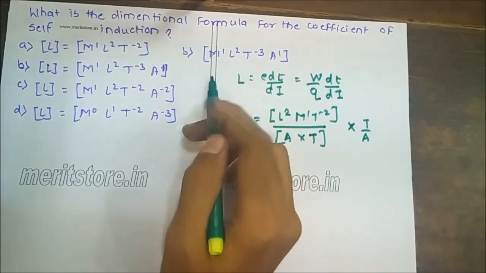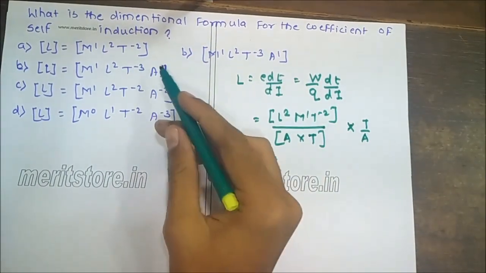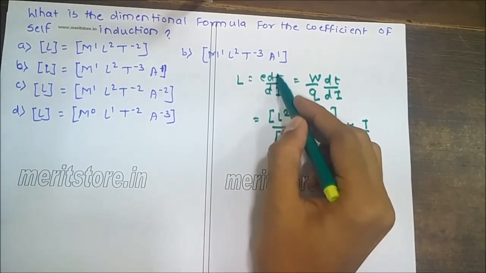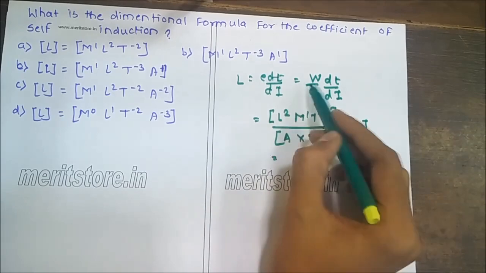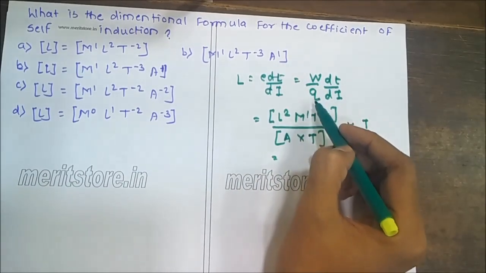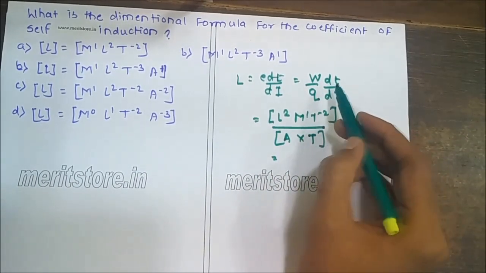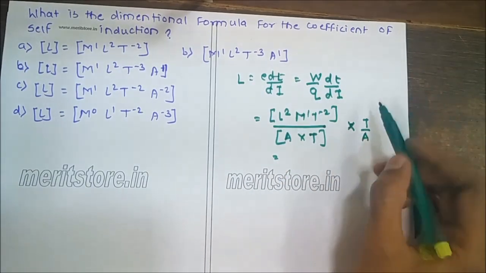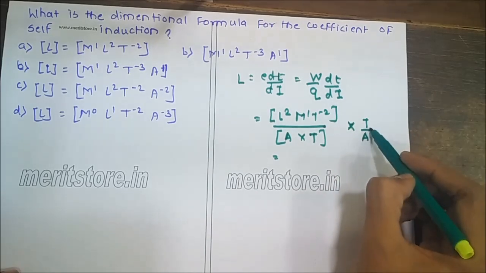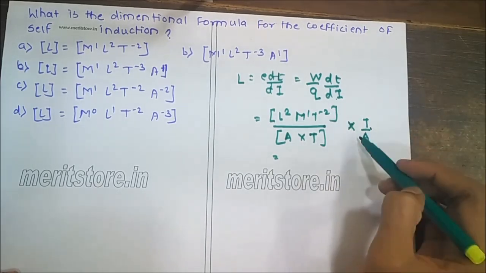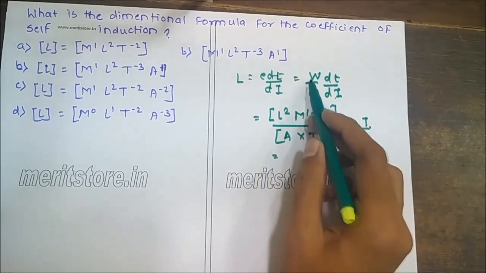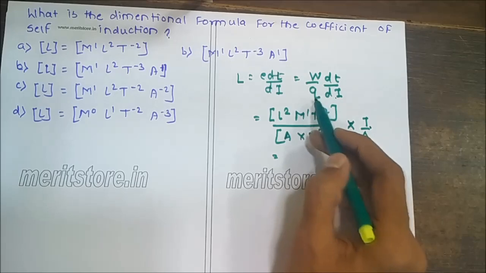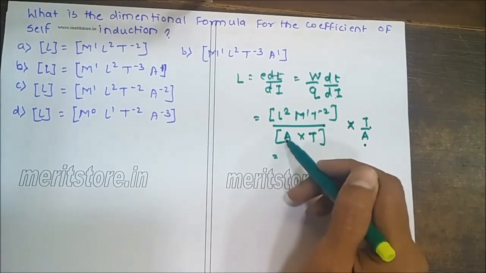C. The dimensional formula for the coefficient of self-inductance. Self-inductance L is equal to e dt upon di. So with this e we have the formula work done upon charge. So e dt upon di: dt has dimension T and di has dimension A. Work done has the dimensional formula L2 M1 T raised to minus 2, and the charge is current into time, that is A into T.